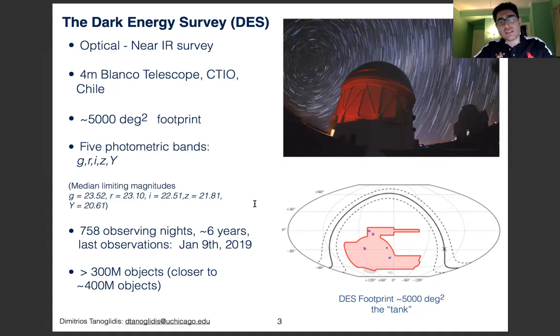And over these 6 years, it measured the properties of more than 300 million objects. You can see stars, galaxies, etc. And you can see the footprint of the Dark Energy Survey on the southern part of the sky. So that's the survey, the data that we are going to use.